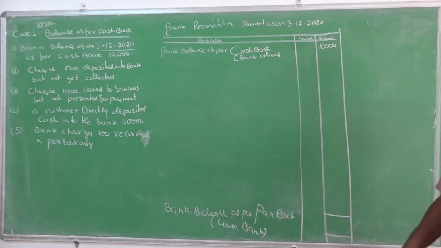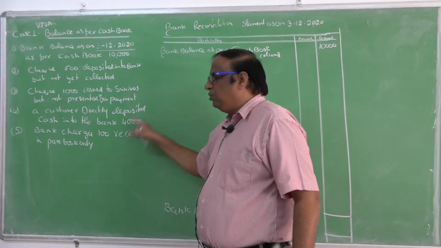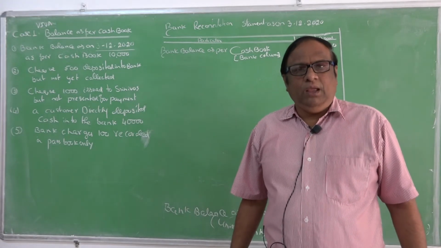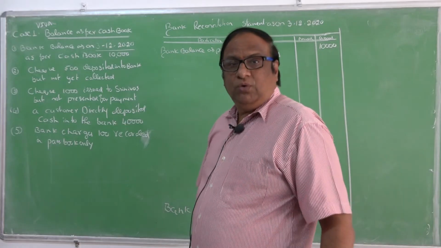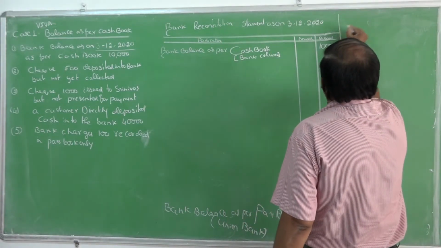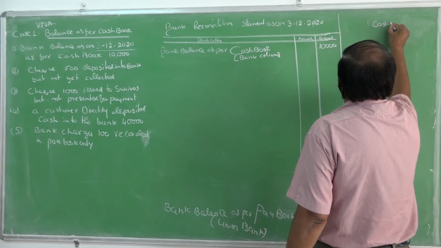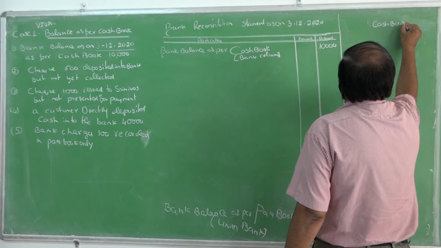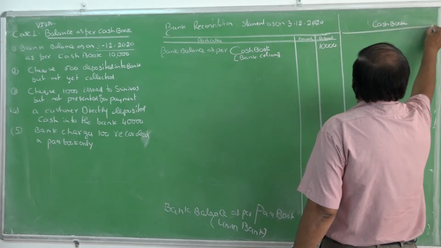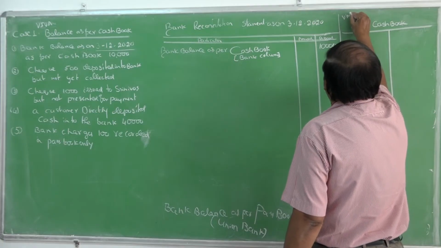What are the reasons for the difference? There are 1, 2, 3, 4 reasons. Based on those reasons, now we are going to prepare the BRS. First, we take an example. This is a cash book. This is prepared by Viva school accountant.